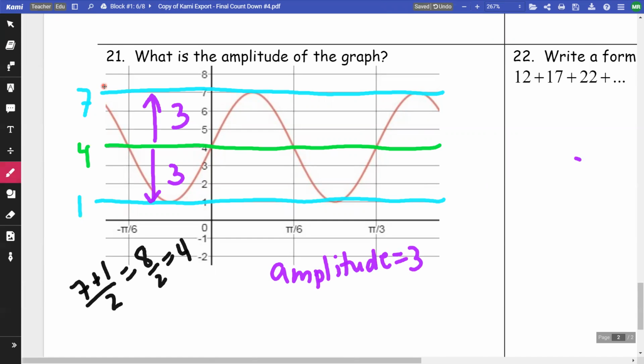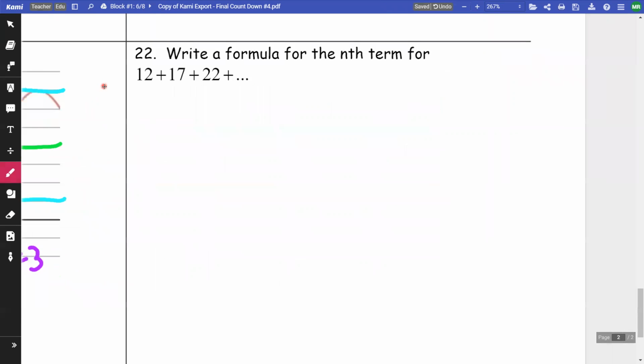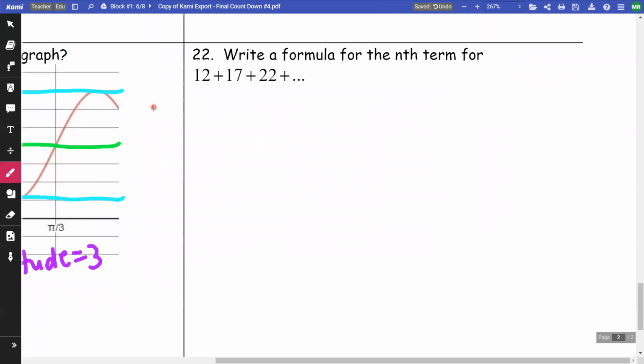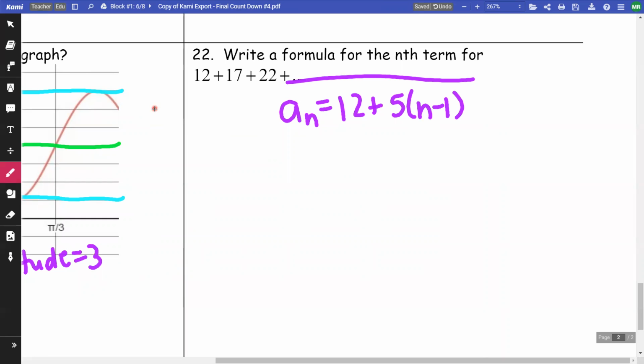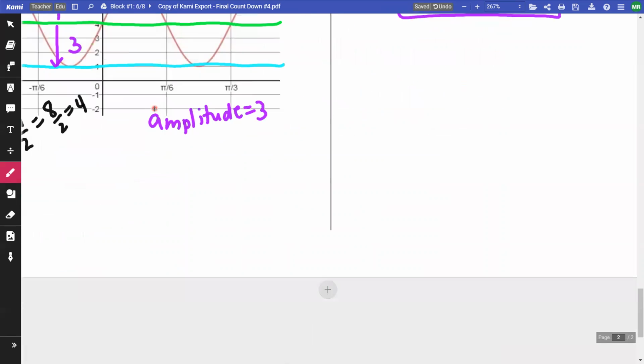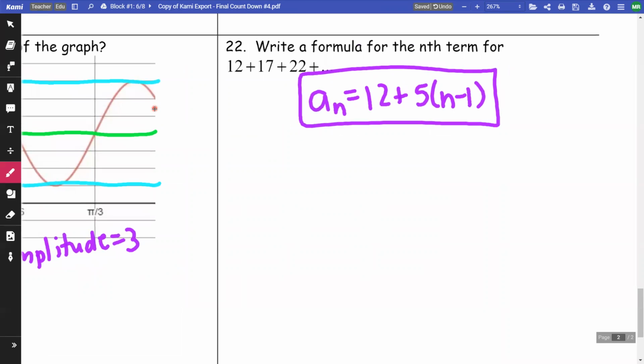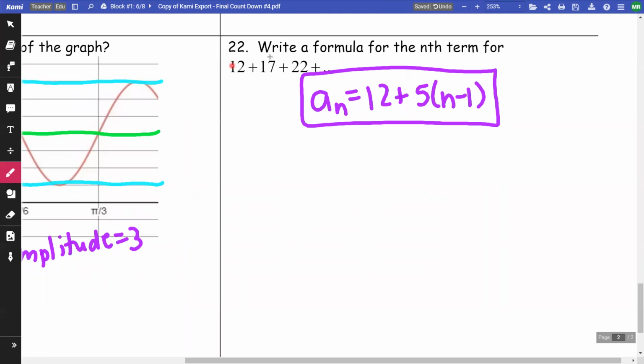Okay, on 22, write the formula for the nth term. Looking at this, it looks like it's arithmetic. So I'm going to go a sub n is equal to 12, which is my first term, plus 5 times n minus 1. Done. That's your equation. That's how you would find any term in this arithmetic sequence. And that's the end of final countdown number 4.